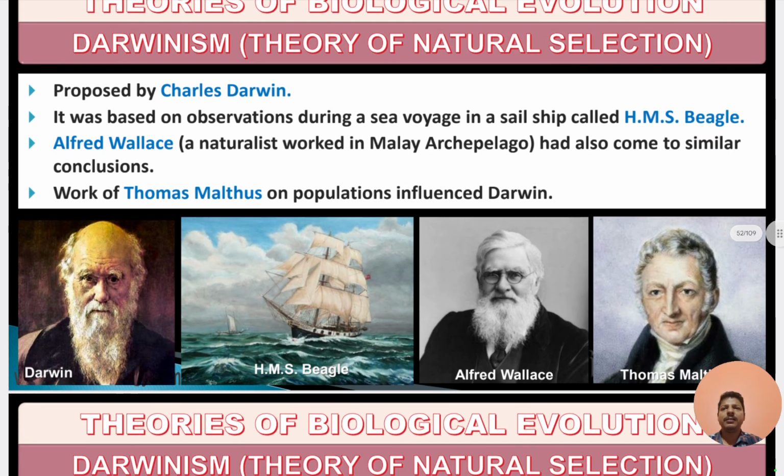Then Darwinian theory of natural selection, proposed by Charles Darwin. It is based on observations during a sea voyage in a sail ship called HMS Beagle. The ship name is HMS Beagle. Alfred Wallace, a naturalist who worked in the Malay Archipelago, had also come to a similar conclusion. The work of Thomas Malthus on population influenced Darwin.